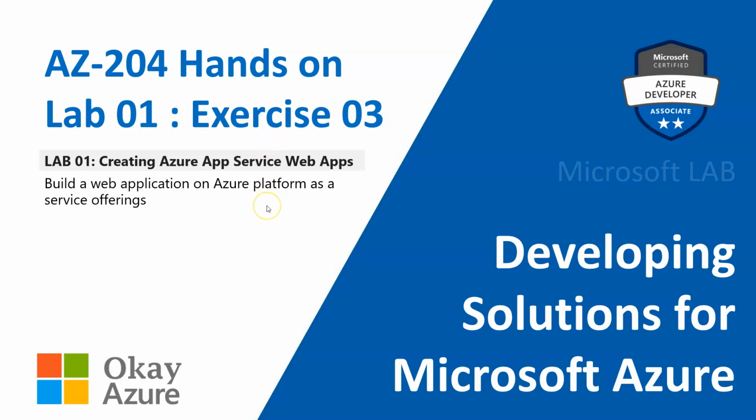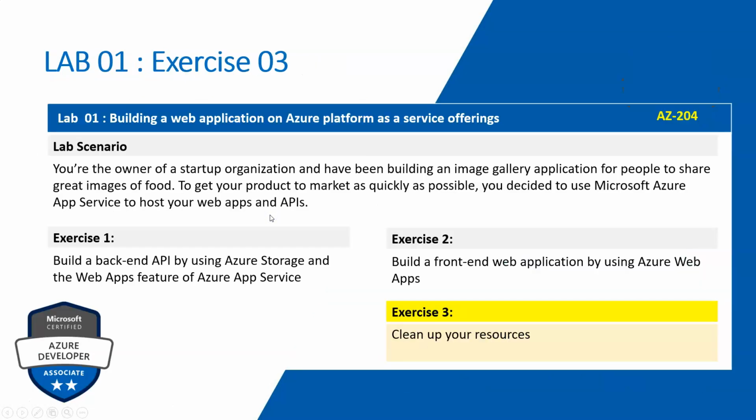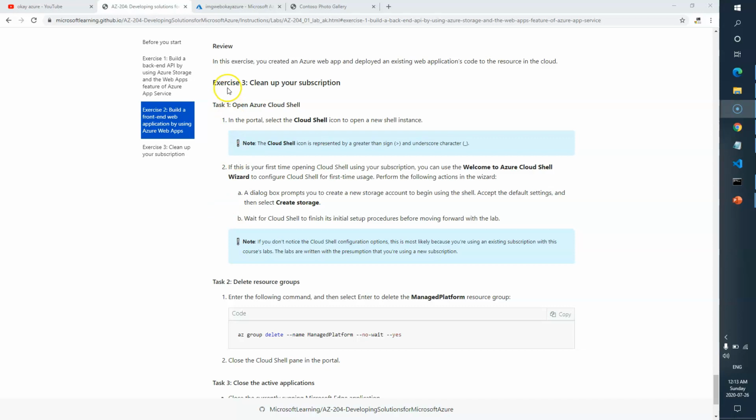So this is the last exercise that we need to complete. So let's see what we need to do. As part of exercise 3, we need to clean up the resources. So here is exercise 3, clean up your subscription. Task 1 is to open Azure Cloud Shell.